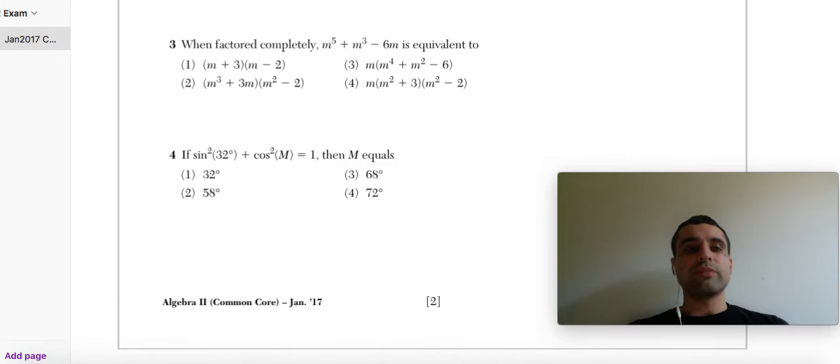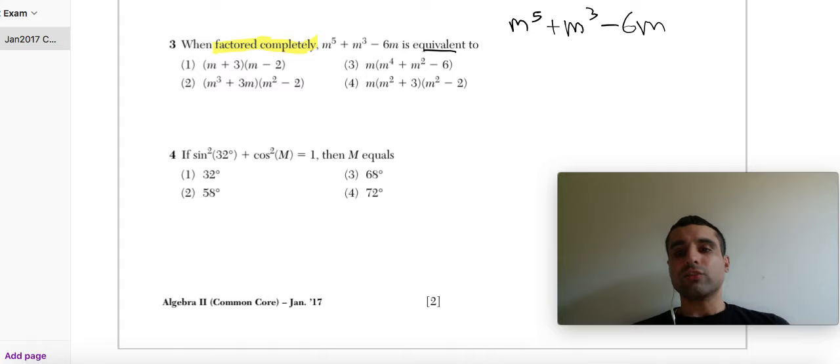When factored completely, that's important, it's factored all the way, m to the 5th plus m cubed minus 6m is equivalent to what? We could have done this in the calculator, but let's do this by hand. The first step is to factor out the GCF, which is m. If I factor the m out, it'll be m to the 4th plus m squared minus 6.